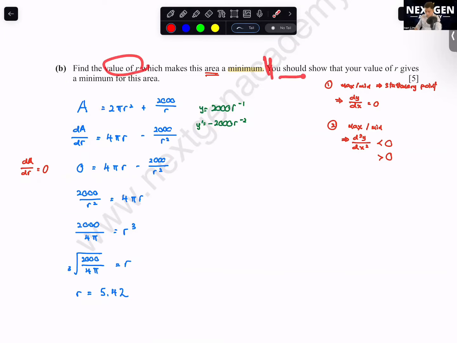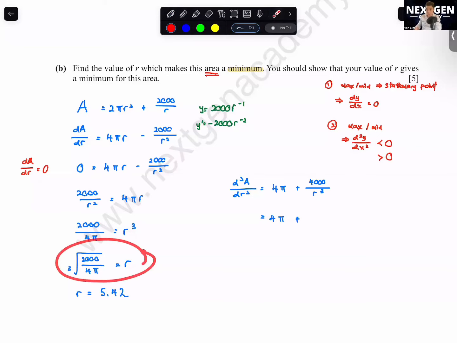This second part, you should show your value of r gives a minimum for this area. So that means I need to check my second derivative, which is d squared A over dr squared, which is 4 pi plus 4000 over r cubed. You substitute in this value.